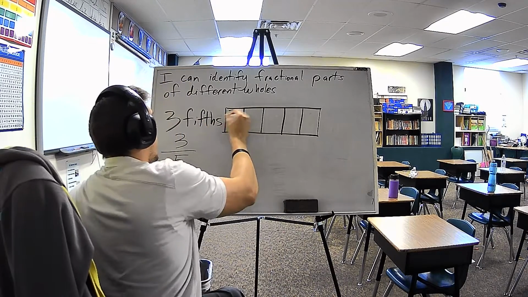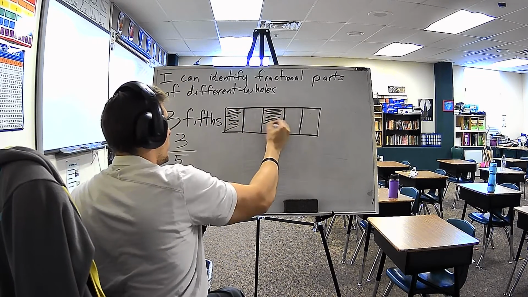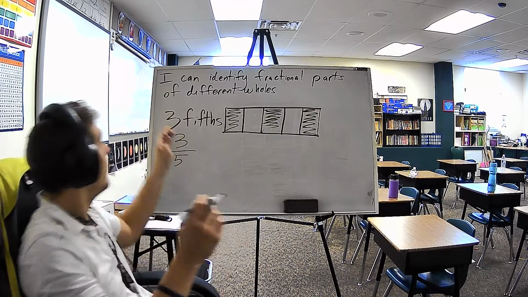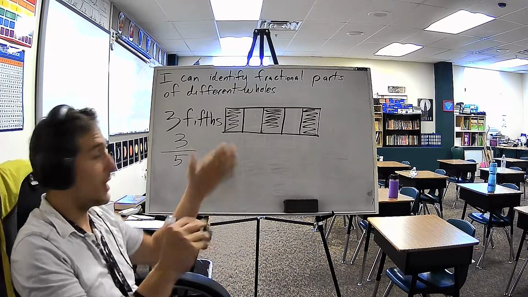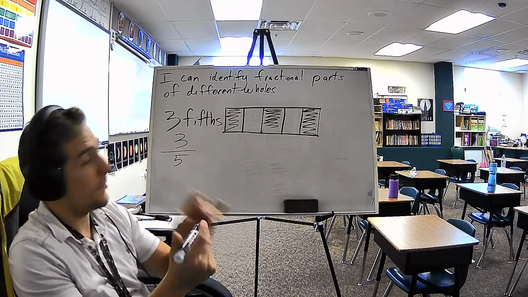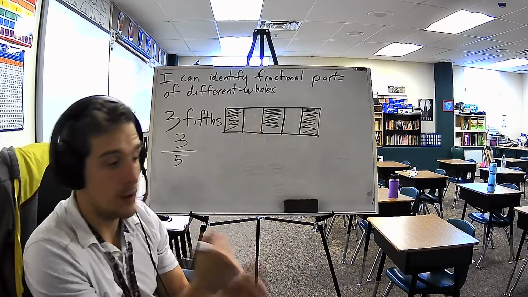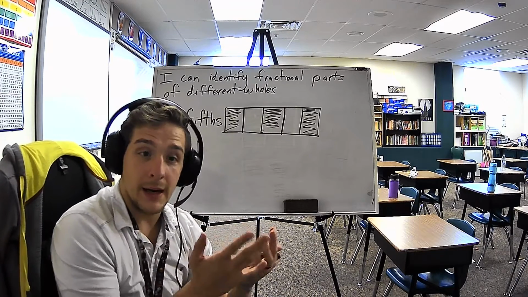So if I wanted to, I could go 1, 2, 3, like that. Make it kind of look like a stripe. So I have 3/5 that are used. And I could ask how many are left. Well, 1, 2. 2 what? 2/5. So that's kind of the main idea here.